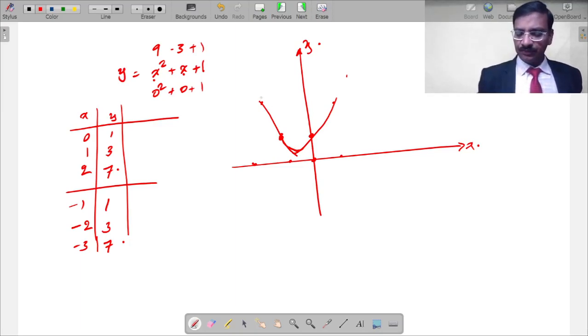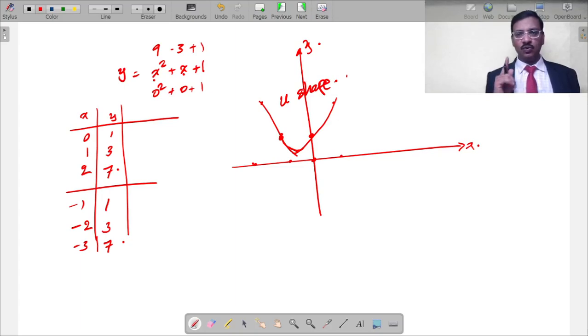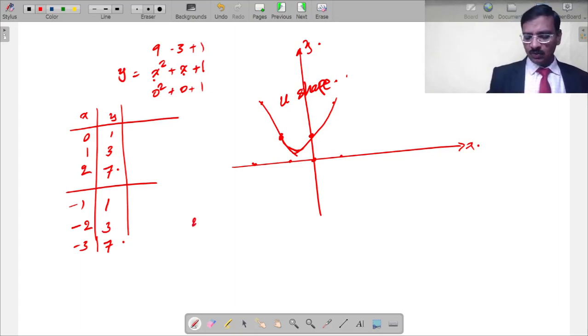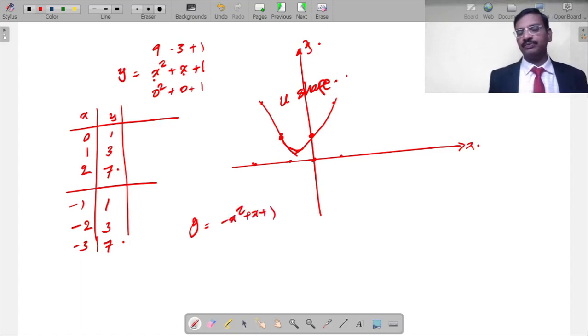Now here you notice that the graph is U shape. So this is the U shape. And I take one more function, exactly the same function, but with only one value change, that is y is equal to minus x square plus x plus 1. And this is the graph I wanted to draw.